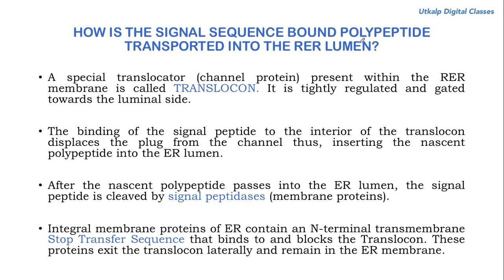How is the signal sequence bound polypeptide transported into the RER lumen? There is a special translocator, a channel protein present within the RER membrane, which is called the translocon. This translocon is responsible for transporting the polypeptide into the RER lumen. It is tightly regulated and gated towards the luminal side.